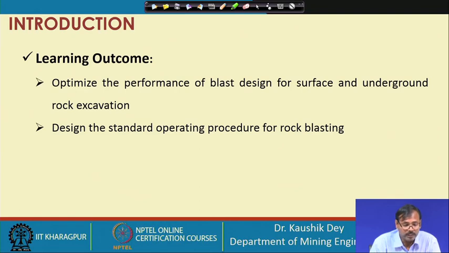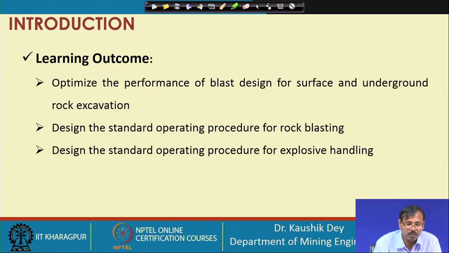The students attending this course should be able to design the standard operating procedure for rock blasting, because everyone in the vicinity of the blasting area, everyone associated with blasting practices, should know this standard operating procedure. A small mistake by a person may lead to the fatality of 20-30 people. That is totally unwanted. We do not want any ignorance in that.